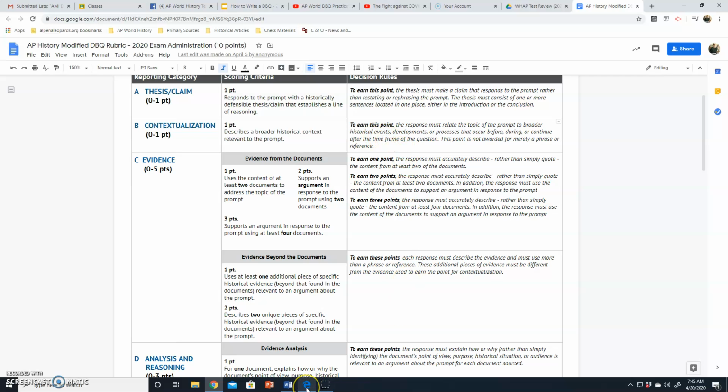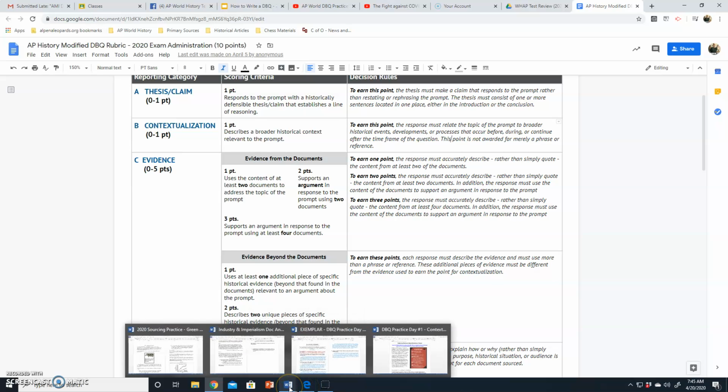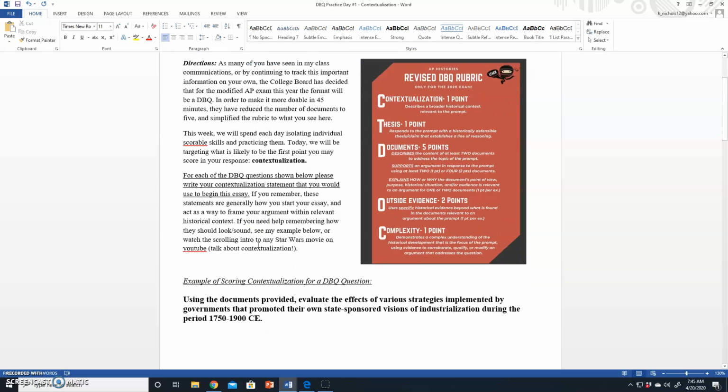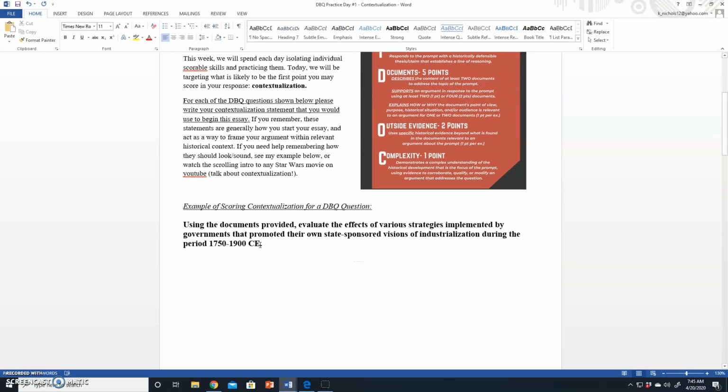So when you're getting ready to do this, we're going to assume at this point you've read all the documents, you've done all the things, you're getting ready to write your essay. To write a contextualization, to start out, you want to make sure that you have read the question really well and that you understand it, because you have to relate to the prompt. Step one, what does it say?